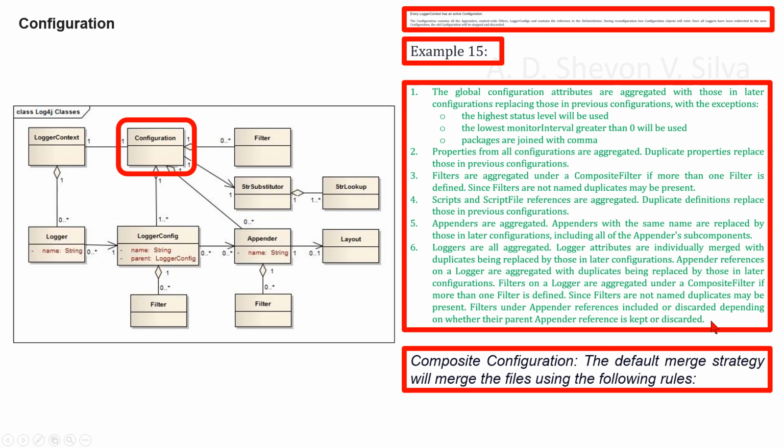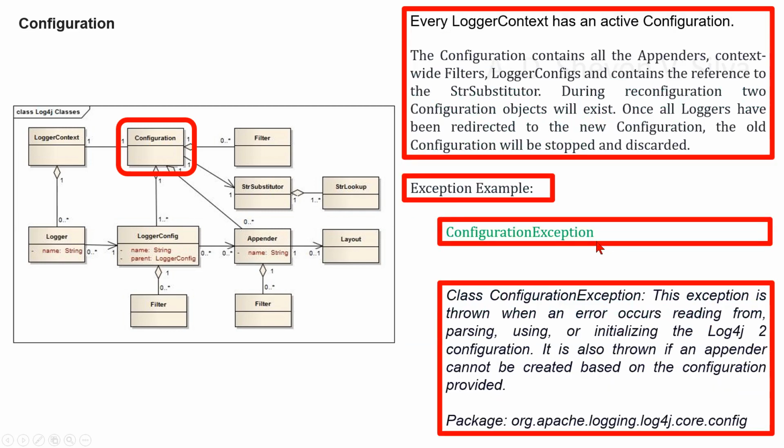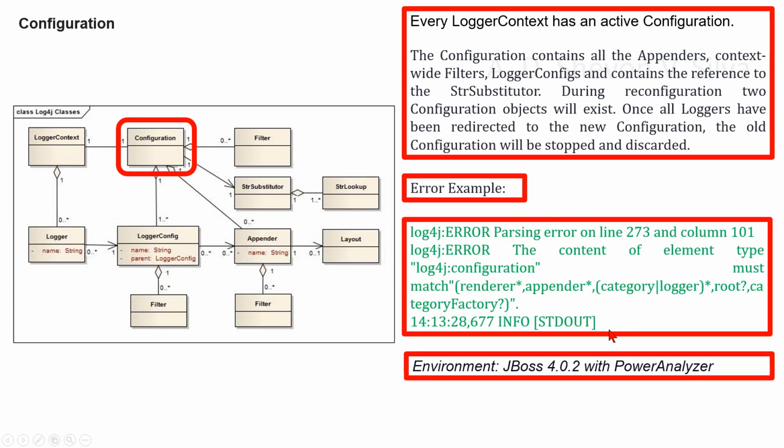As an example, we can consider ConfigurationException. This exception is thrown when an error occurs reading, parsing, using or initializing the Log4j configuration. It is also thrown if an appender cannot be created based on the configuration provided. This is in the package org.apache.logging.log4j.core.config. As an error example, we can consider one that occurred in an environment with JBoss 4.0.2 with Power Analyzer.